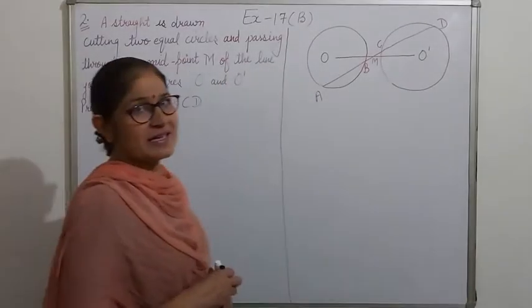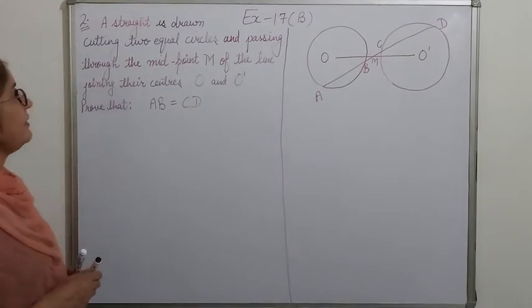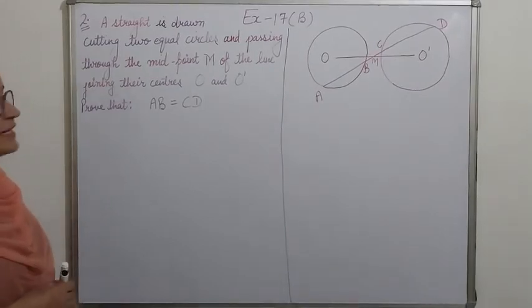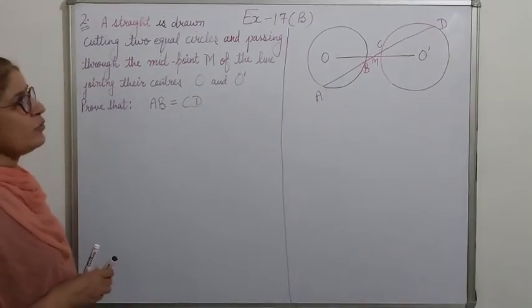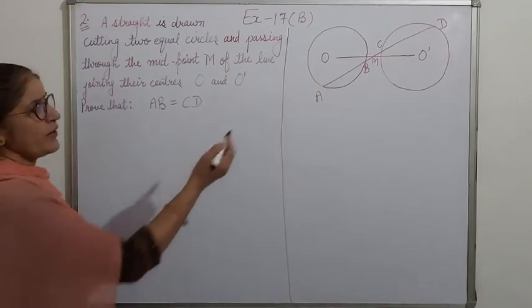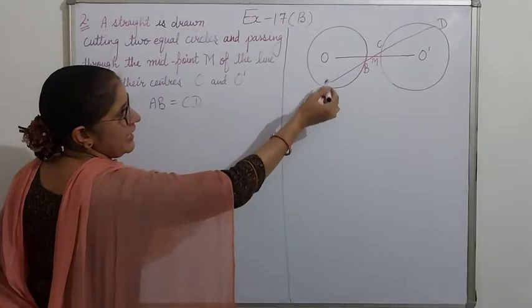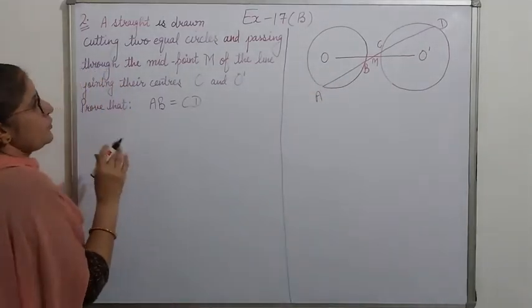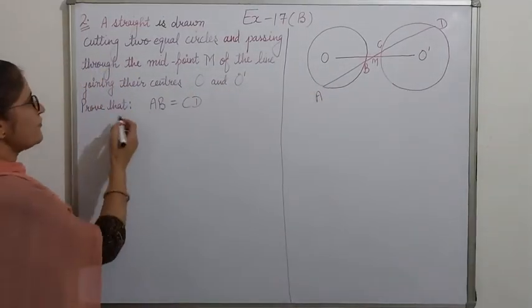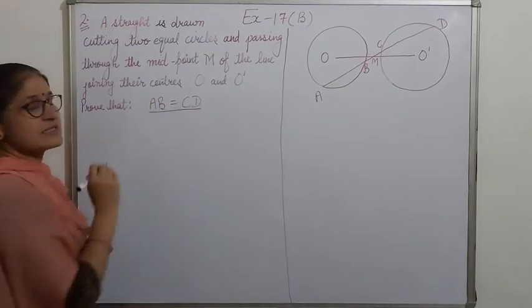Now we start the exercise with question second. In this question, two circles are given with centers O and O dash. M is the midpoint of the center line. This is a line A, B, C, D. Using this information, you have to prove AB is equal to CD.